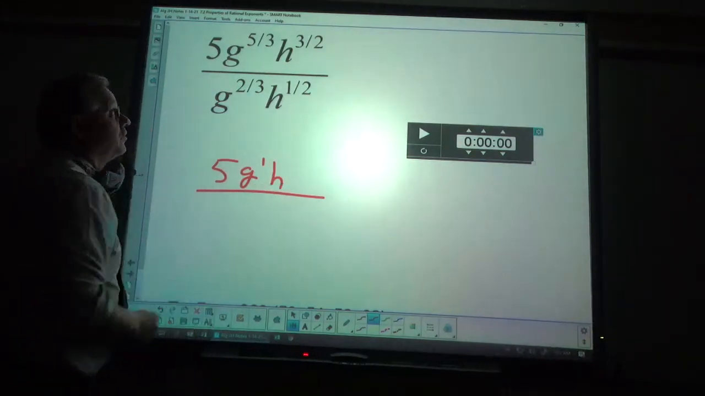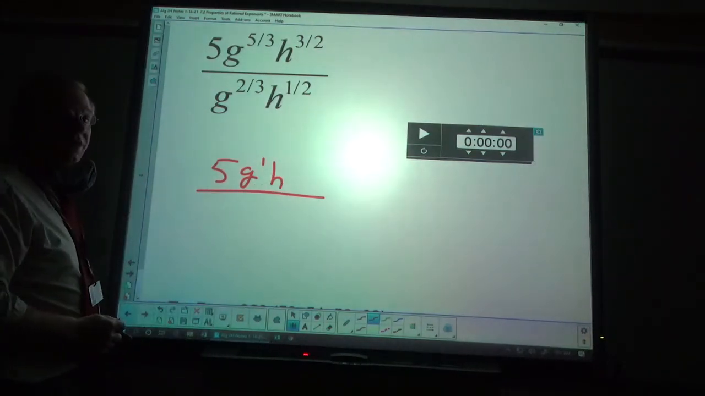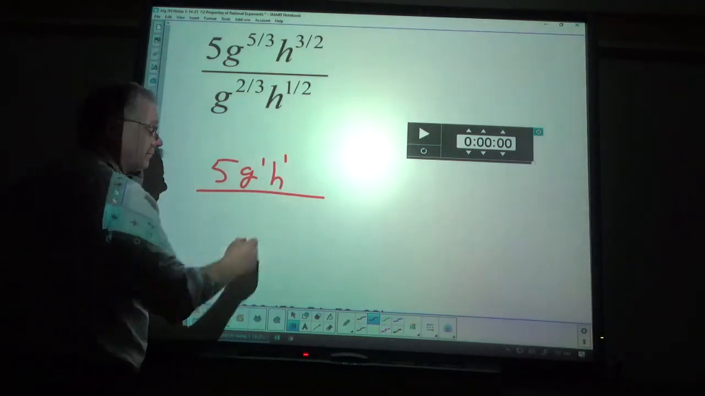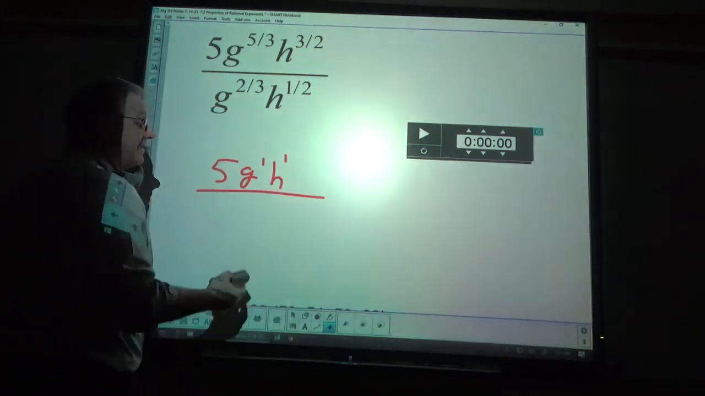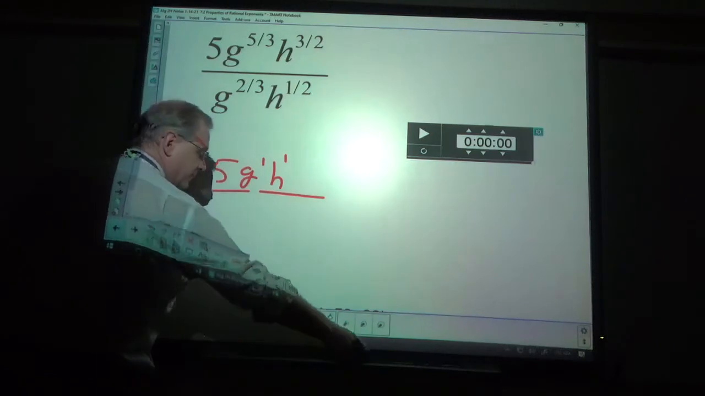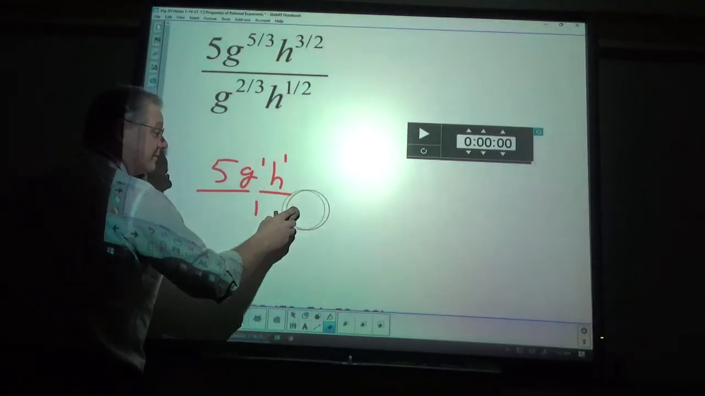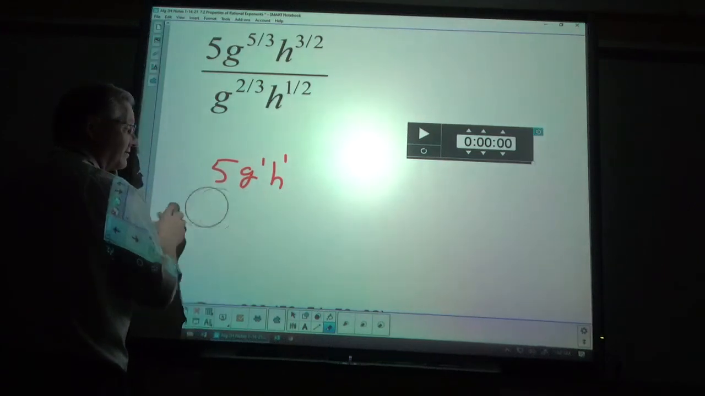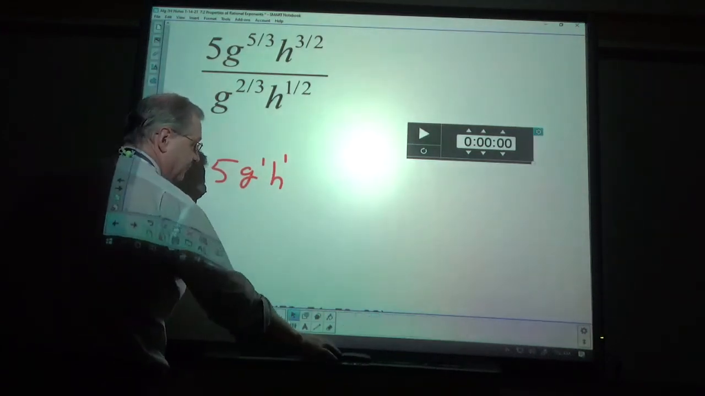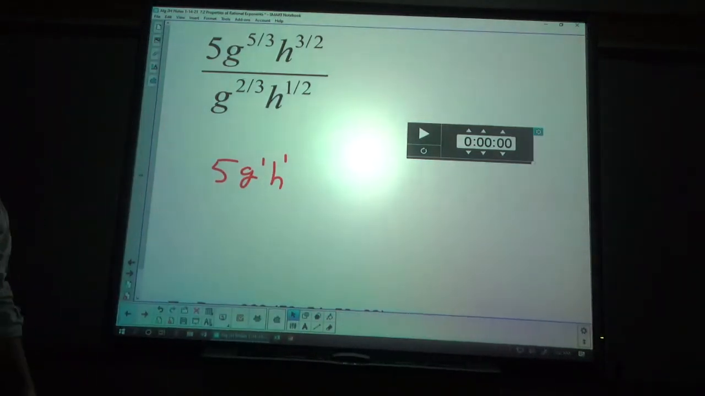H, 3/2 minus 1/2 is 2/2 or just 1. So I can have a 1 on the bottom, oops, I can have a 1 on the bottom, or I don't really need it. The final answer is just 5G to the first, H to the first, or just 5GH. And that's it.